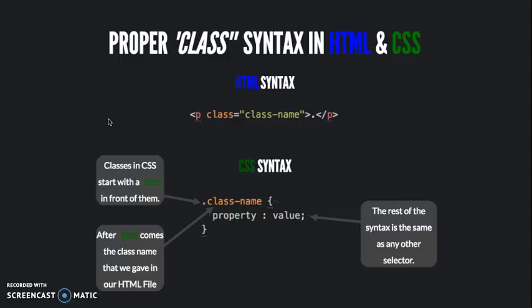Now a little bit more complex, though you've seen the CSS syntax before, is our CSS syntax. As you can see, there's a dot, then the class name, and below it we have a CSS property and a CSS property value. CSS classes always start with a dot in front of them. This lets CSS know that this is a class. And after the dot, as I've shown here, is the class name.